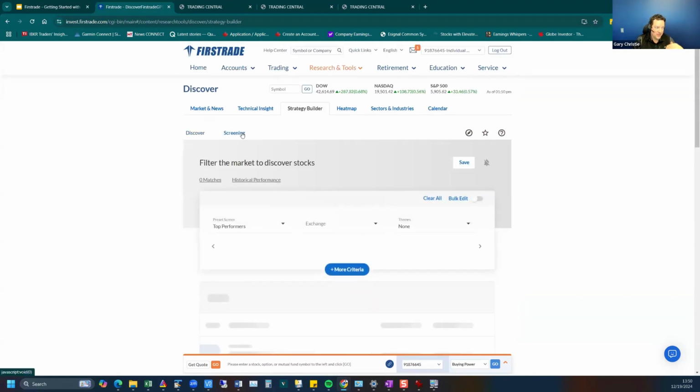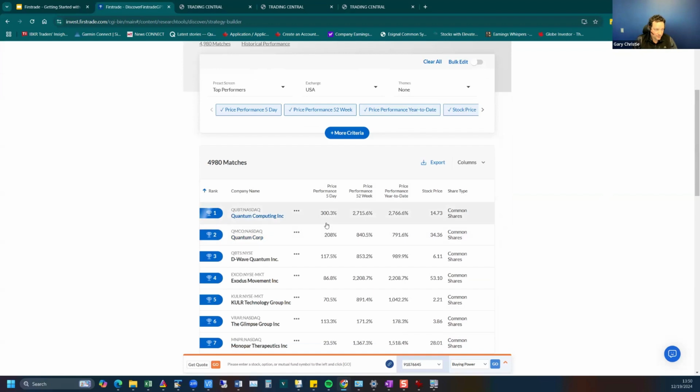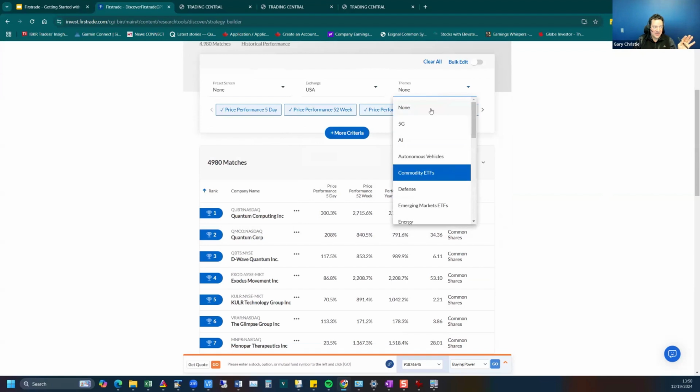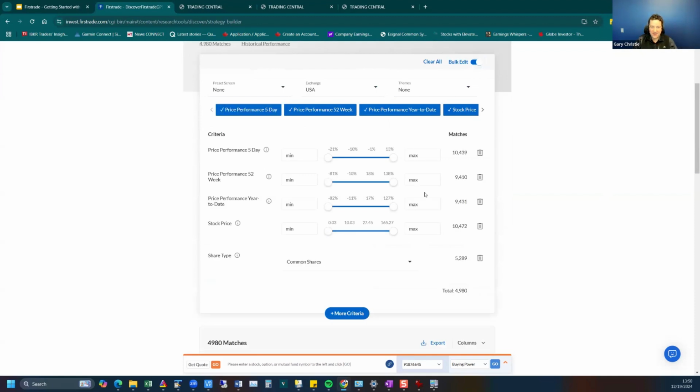But quickly, let's just make one, right? So I'll show you how fast this is before we go. So we have a new filter. And we have matches already because we have the whole market. We've selected top performers. I'll filter this out. I'll clean it out. I care about USA stocks. I can select a theme if I want. I won't today.